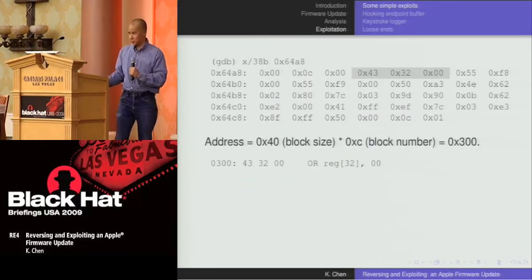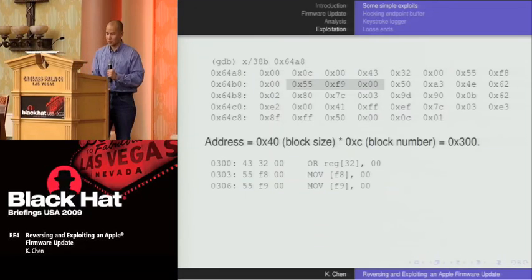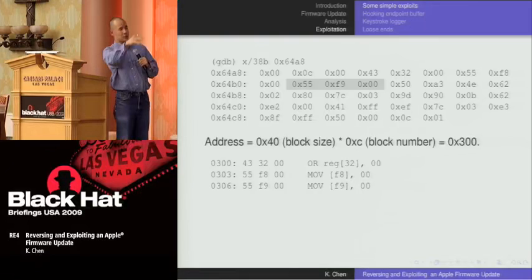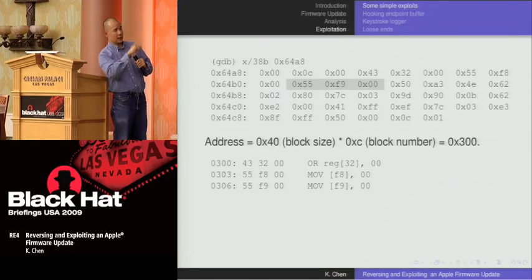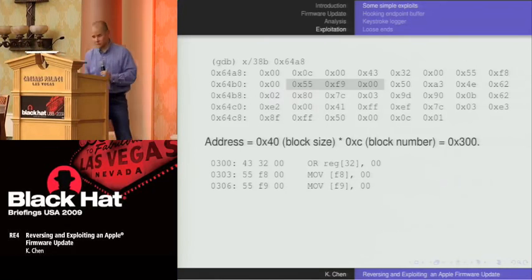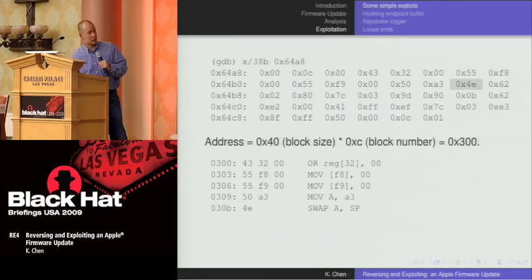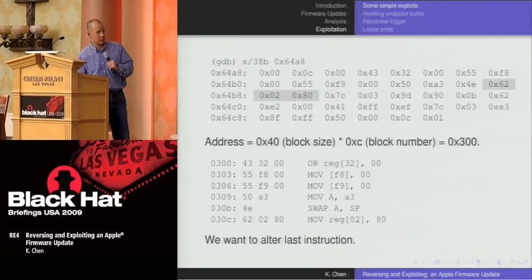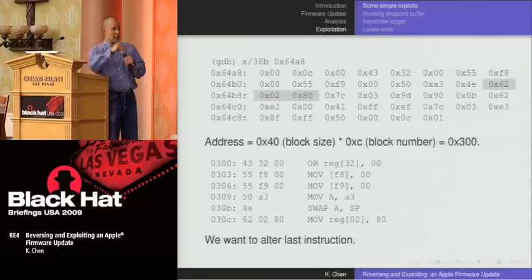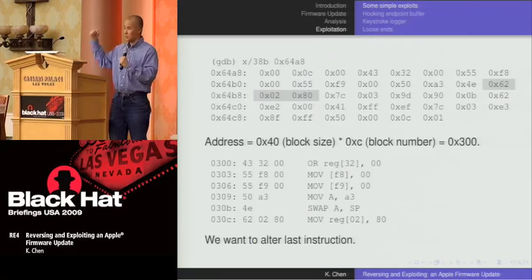We have that instruction, then this instruction, so we're putting 0 into F8. When I say reg 32, that's register 32, and the brackets around F8 mean memory location F8. Then memory location F9. We move A3 into the accumulator, swap the accumulator and the stack pointer, and here we move hex 80 into register 02. This is where Apple has set the initial state of the LED to be off. It's active low, so it's been turned off.